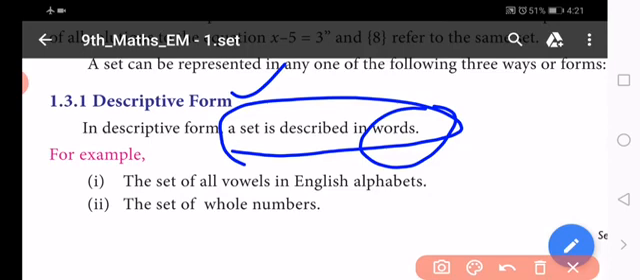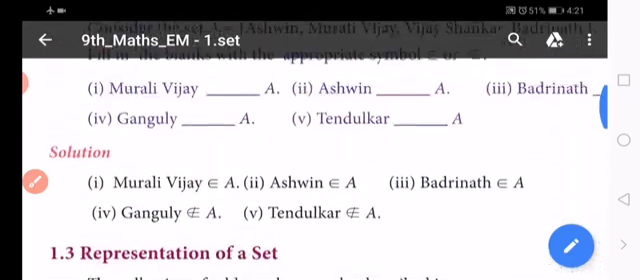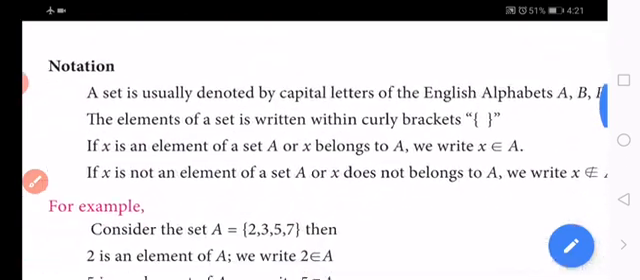So before that, in all the examples, we use the word.